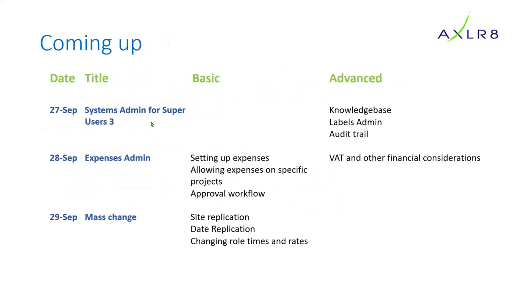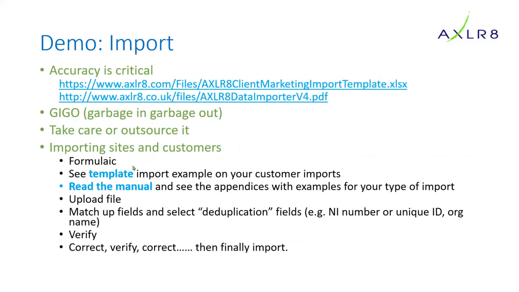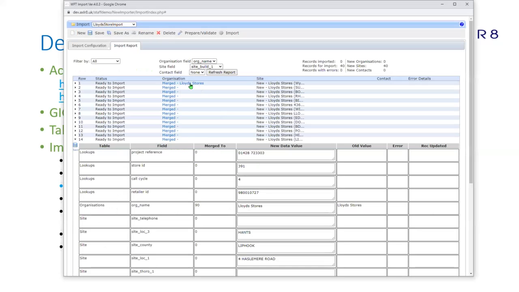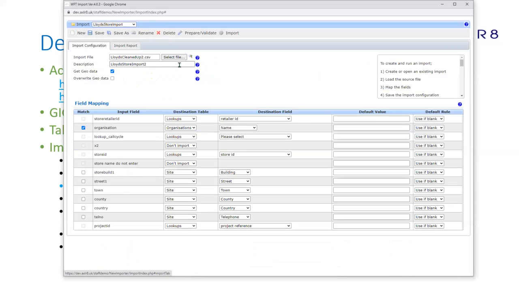But the formula for doing it, and it is a formula and you have to get it right, is first of all, take a look at the template. If you read the manual, there's 3 or 4 different templates for importing things. Upload your file up to the system, and that was what I was just demonstrating before, just here in the import configuration, where you select your file and upload it.